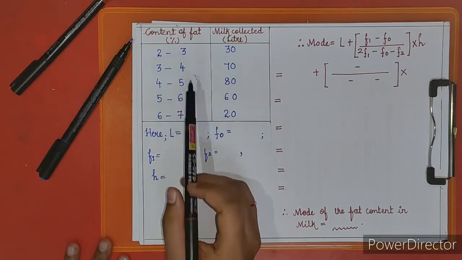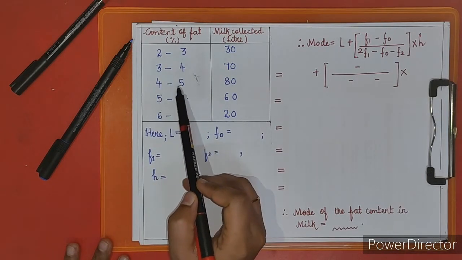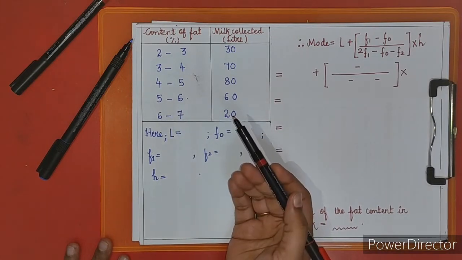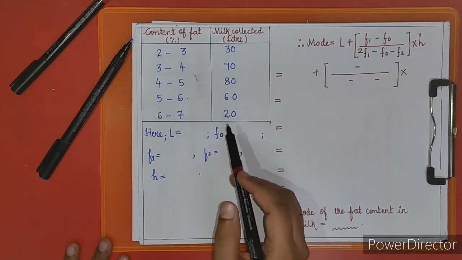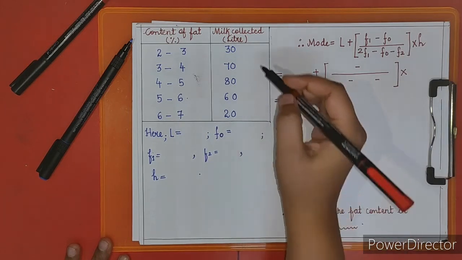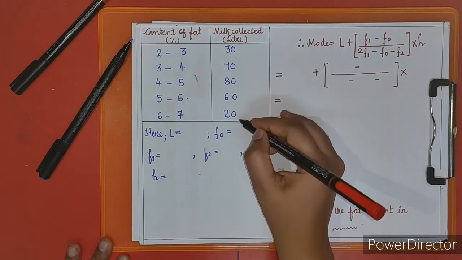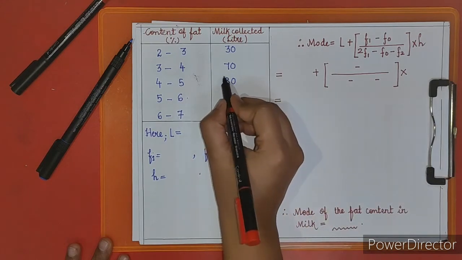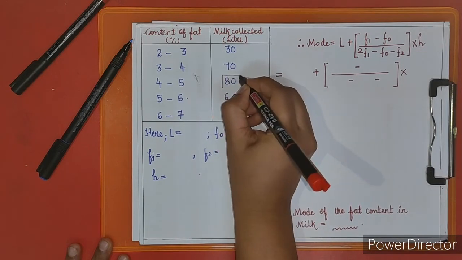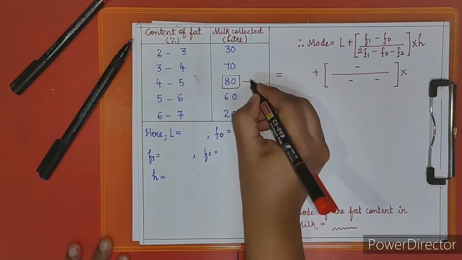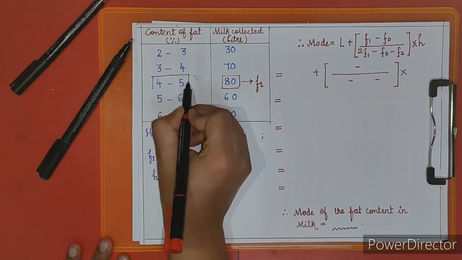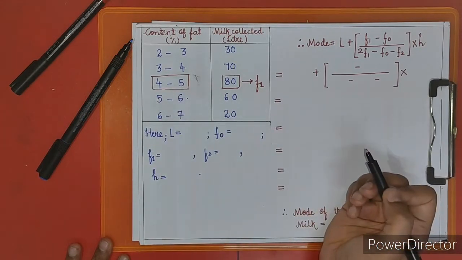So first you will check your classes: 2 to 3, 3 to 4, 4 to 5, 5 to 6, 6 to 7. So your class is continuous. You don't have to make any extended continuous column. You can start your calculation. Now we have to find out the next value, which is about frequency. Now we'll come to the frequency column and we will see which is the greatest and highest frequency. So here you can see 80 is the greatest number, which is the value of F1. So this class becomes your modal class.